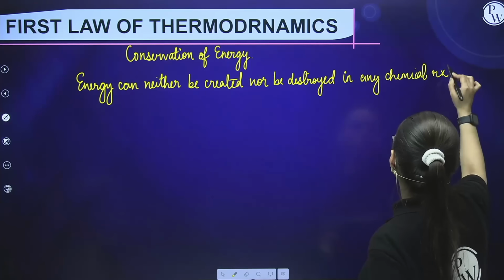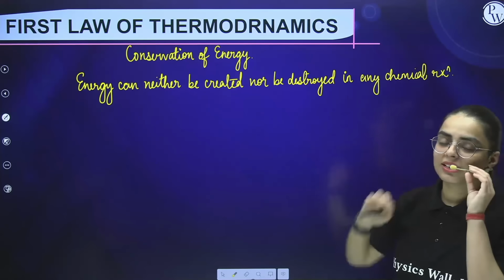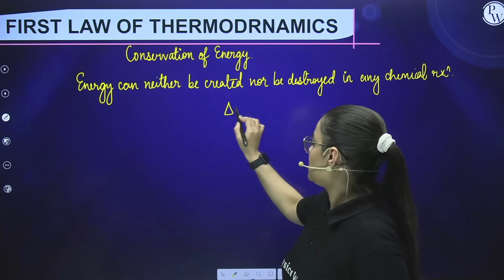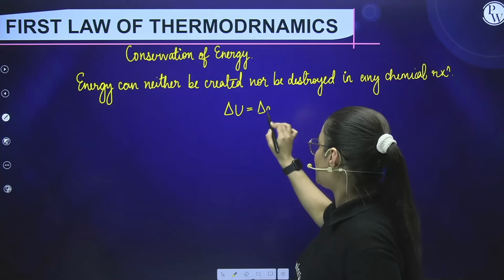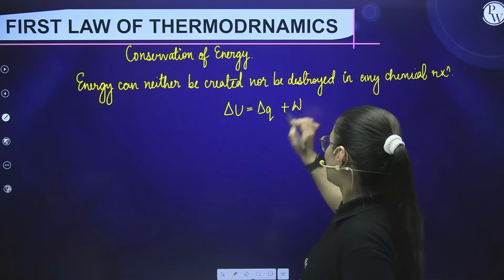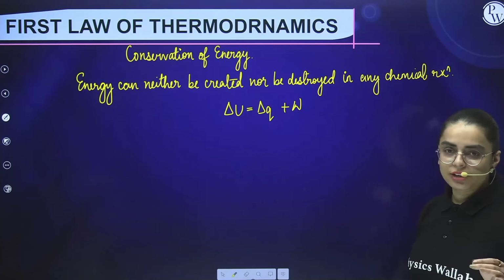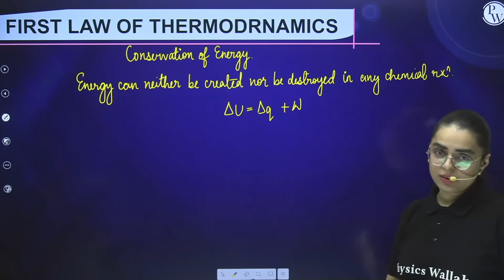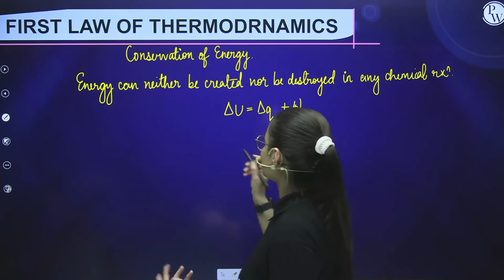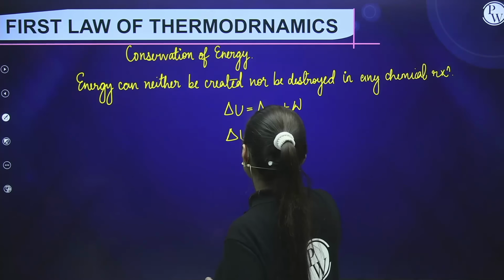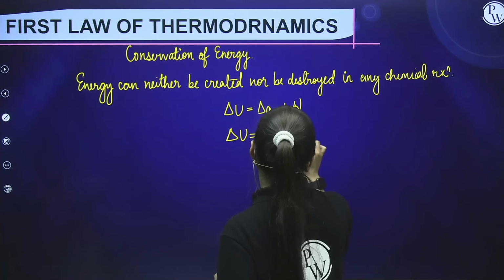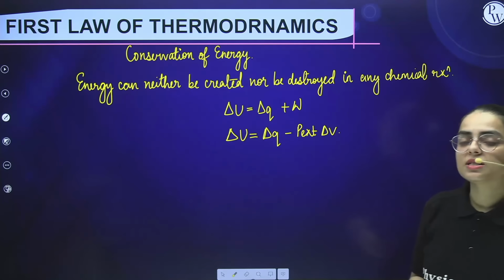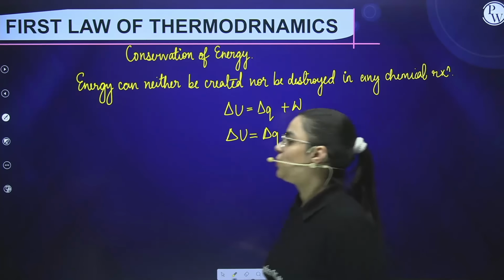Okay, now what is the mathematical expression for the first law of thermodynamics? It is delta U equals delta Q plus W. Now, what do you mean by delta U? It is the internal energy. Q is heat and W is the work done, right? We can replace the work done by minus P external delta V. So, the new formula which we get over here is this. Clear, students? So this is basically your first law of thermodynamics.